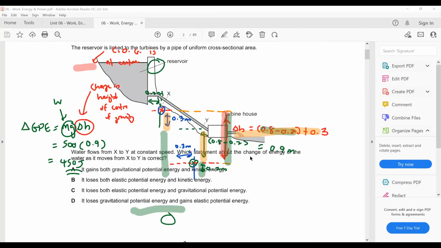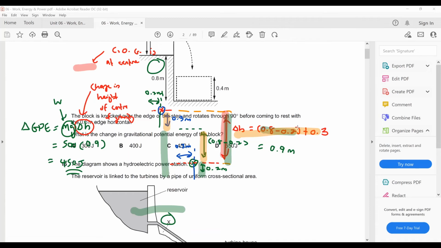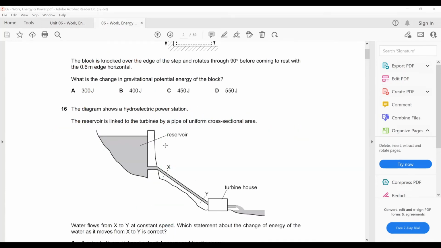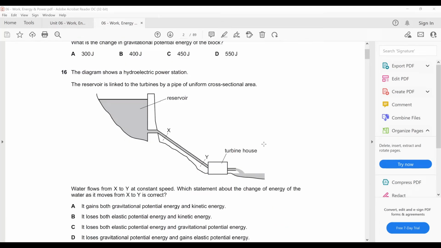Then we go to question 16. Question 16 is something else on energy conversion again. The diagram shows a hydroelectric power station. The reservoir is linked to turbines by a pipe of uniform cross-sectional area. Water flows from X to Y at constant speed. Which statement about the change in energy of the water as it moves from X to Y is correct?